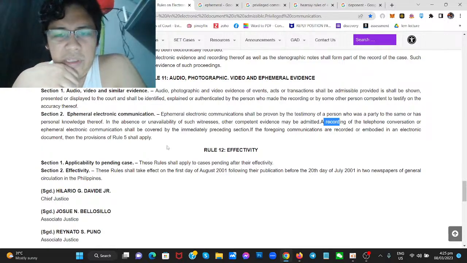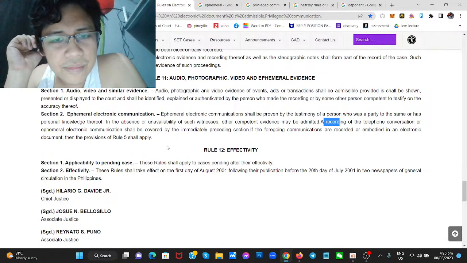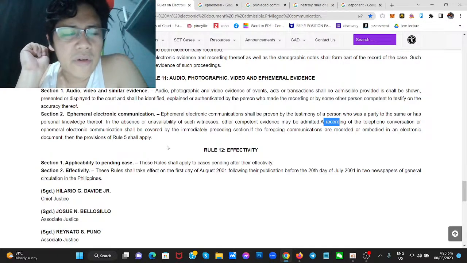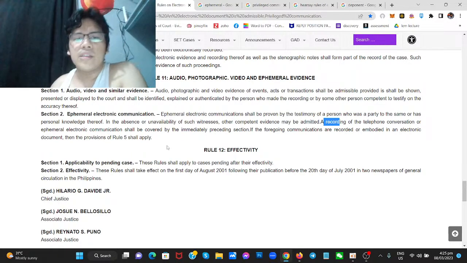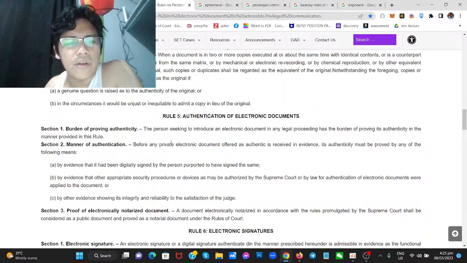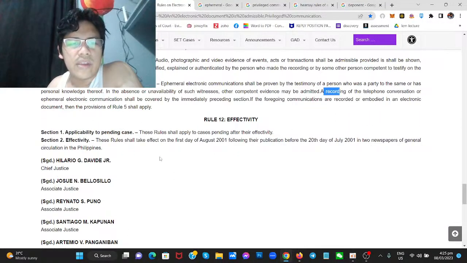What's this, in effectivity? No, preceding. So Section 1. It shall be covered by Section 1, telling us it's admissible. If the foregoing communications are recorded or embodied in an electronic document, then the provisions of Rule 5 shall apply. What is the provision on Rule 5? Burden of proving admissibility. And that's it, the effectivity.